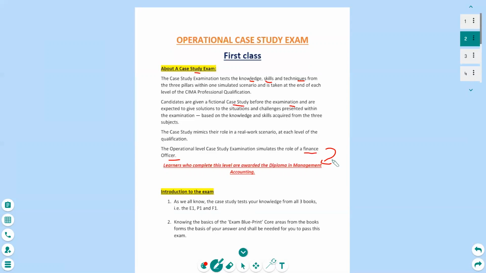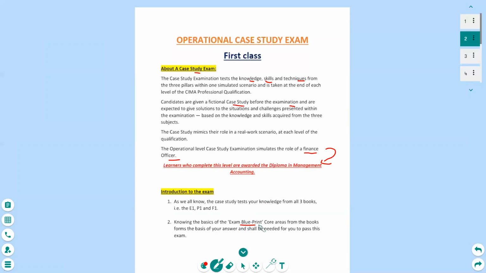Now, as we all know, the case study tests your knowledge from the three books, E1, P1 and F1. Knowing the basics of the exam blueprint core areas from the books forms the basis of your answers. What's new with the 2019 syllabus is the exam blueprints. Now, what are the blueprints?